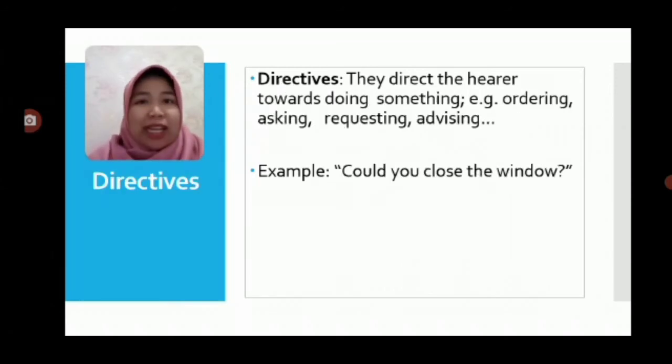The second one is directives. They direct the listener towards doing something, for example, ordering, asking, requesting, or advising. The example of directives: could you close the window? It means that the speaker is asking someone to close the window.